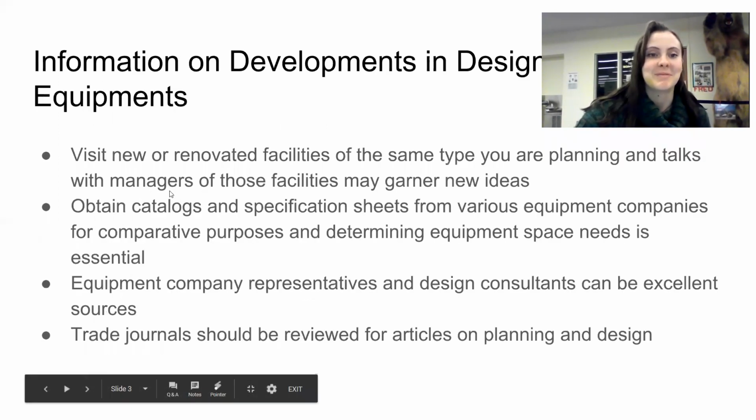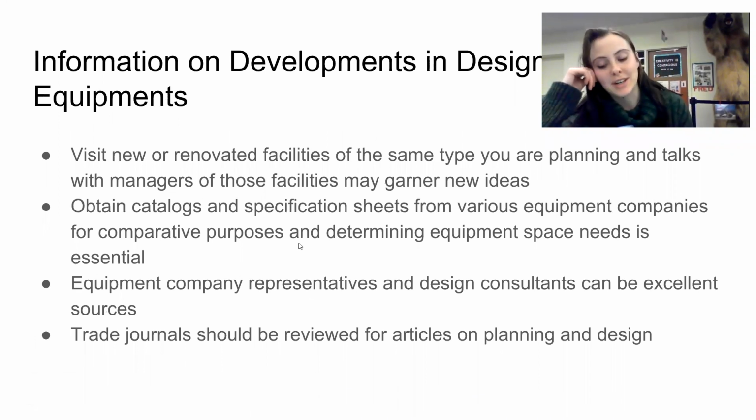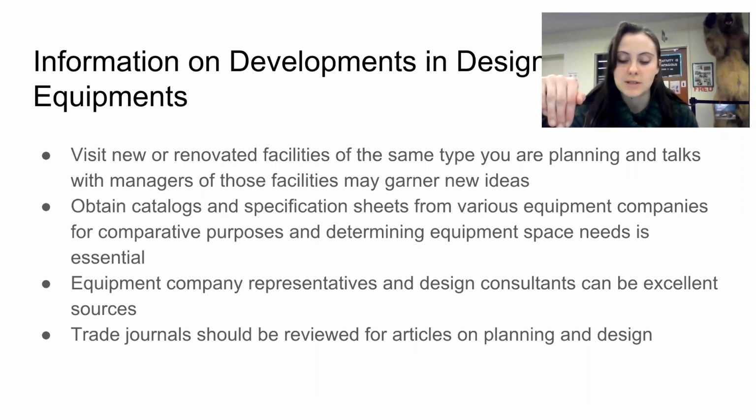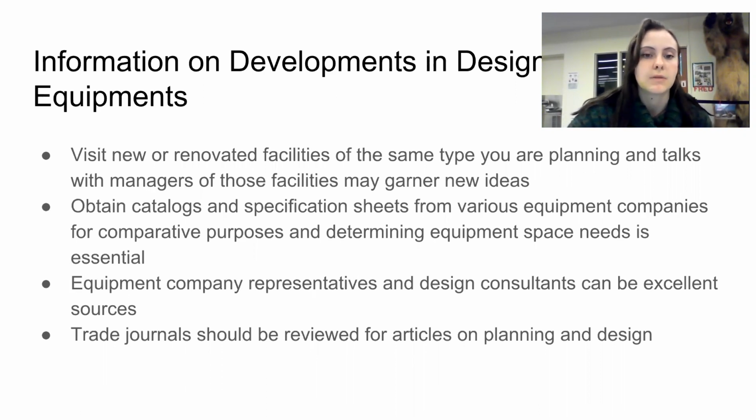Okay, going on. So information on developments in design and equipment. When you're trying to design a food services facility, you should visit new or innovative facilities of the same type you're planning and talk with managers of those facilities, which may garner new ideas for your facility design. You should obtain catalogs and specification sheets from various equipment companies for comparative purposes and determining equipment space needs. That's pretty essential.